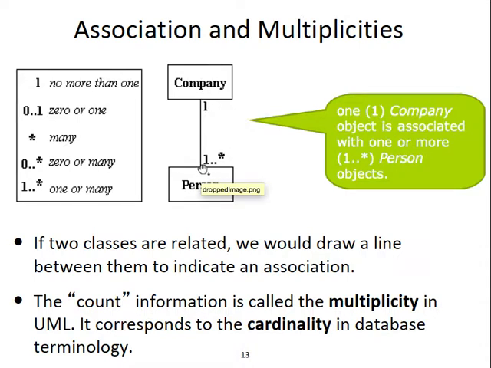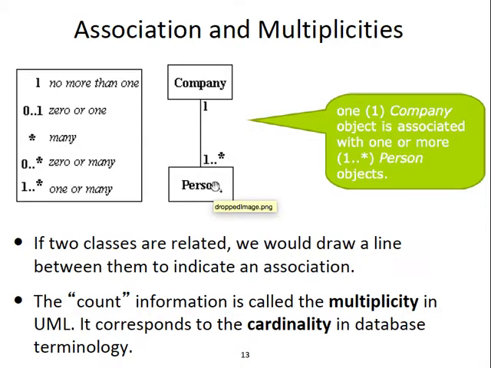And equally useful is the multiplicity. The word multiplicity, in database terminology, is called cardinality, okay? But I think they mean the same thing. At least I don't know the difference between the two. But cardinality is used by people who draw ER diagrams, and multiplicity is used by people who draw class diagrams.